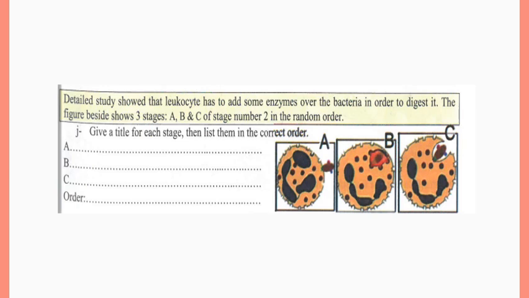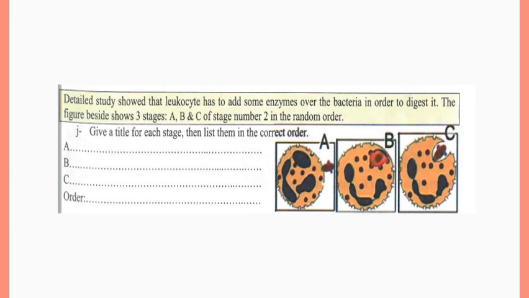Detailed study showed that leukocyte has to add some enzymes over the bacteria in order to digest it. The figure beside shows 3 stages A, B, and C of stage number 2 in random order. Okay, so stage number 2 was phagocytosis. So A, B, and C are some stages in the phagocytosis process.